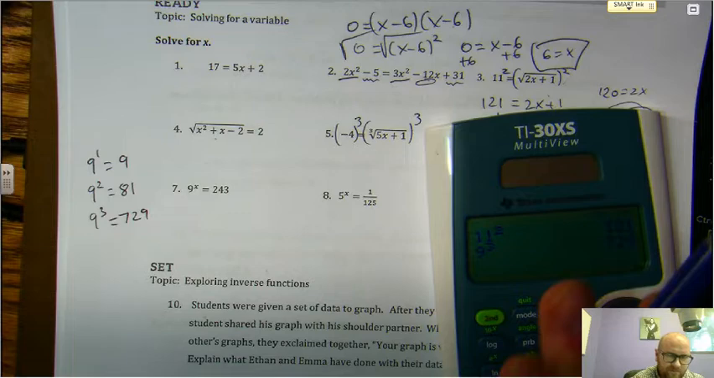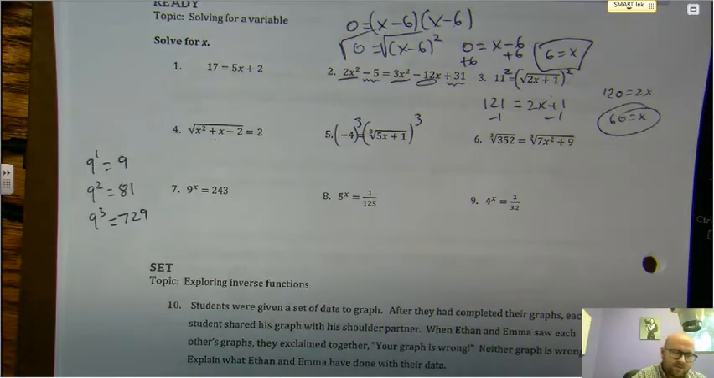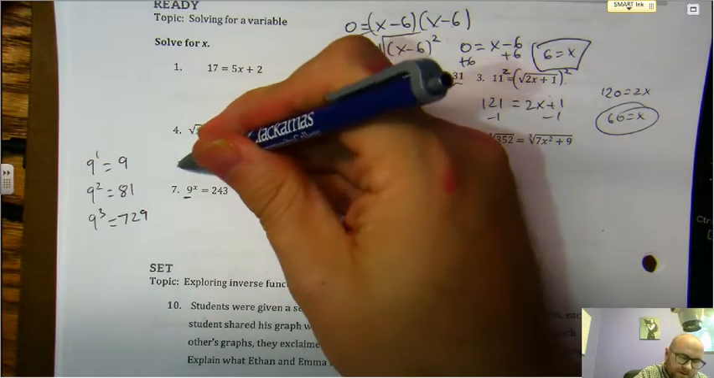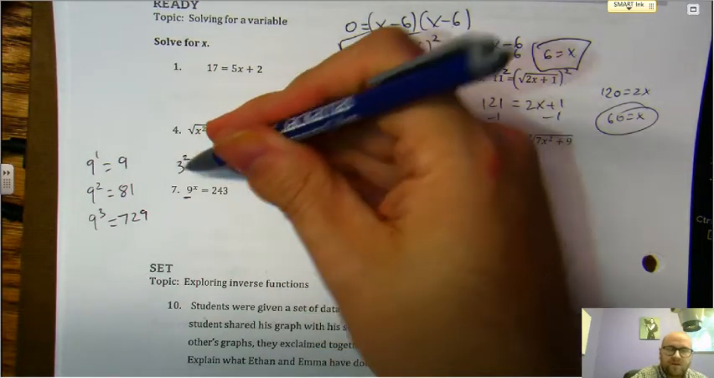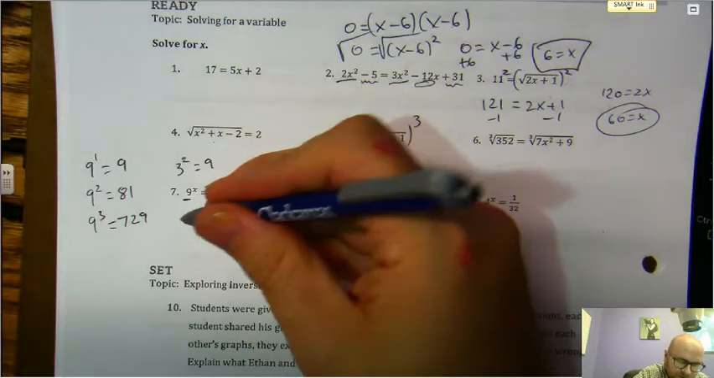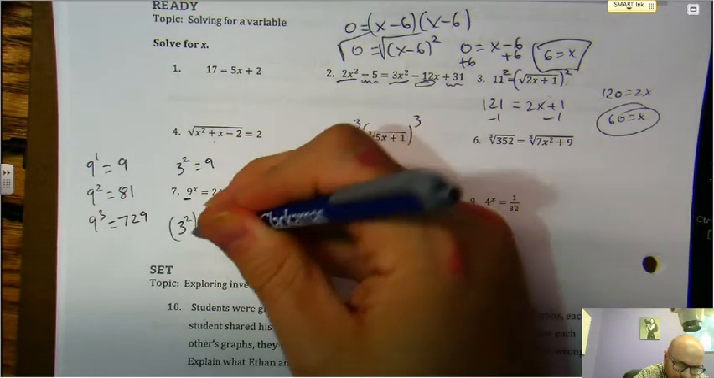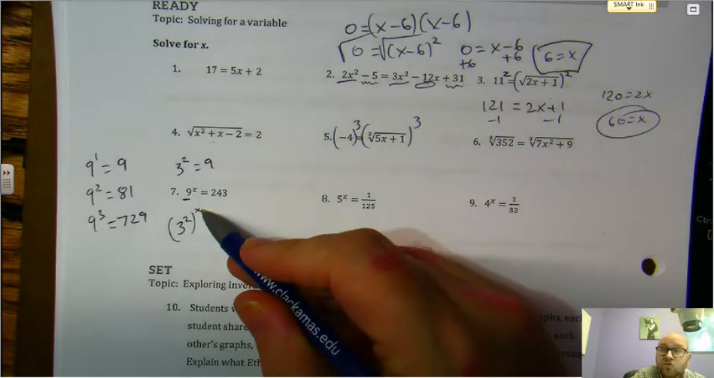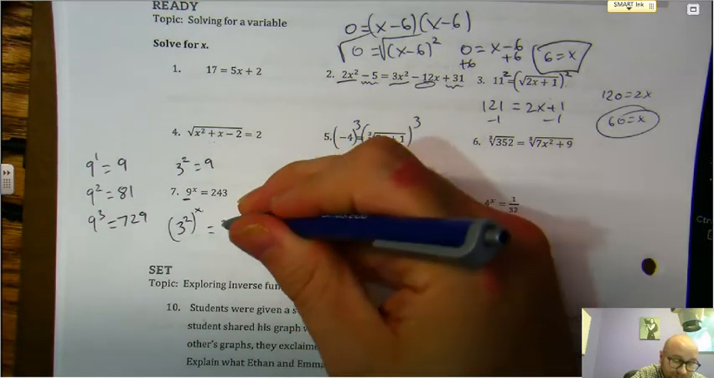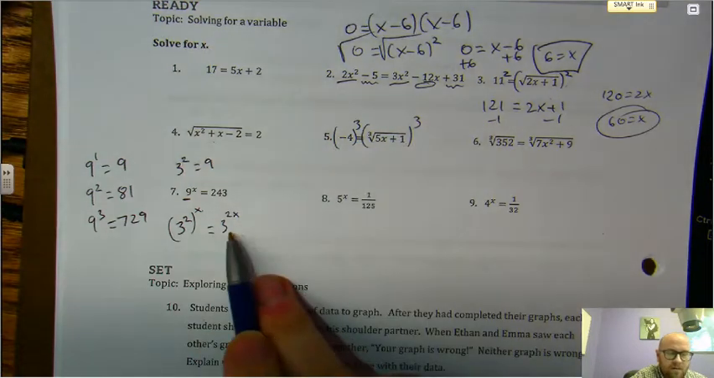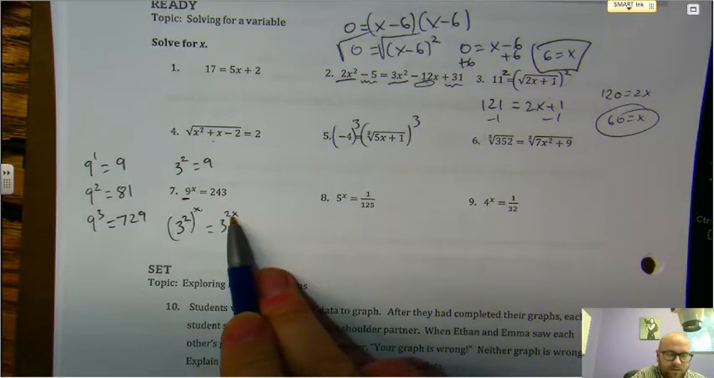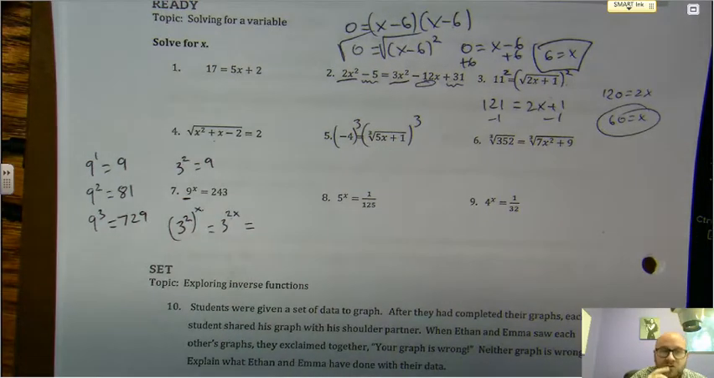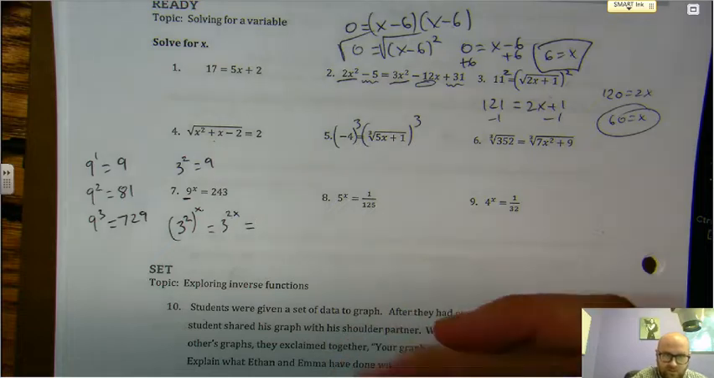What can we do to actually figure it out? Well, one of the things we can do is recognize that 9 itself can be written as a power, right? 3 squared is 9 because 3 times 3 is 9. So this is actually 3 squared to the x power. Now, when we have a power being raised to another power, that's the same as those powers being multiplied. So it becomes 3 to the 2x. So now 3 to the 2x is going to equal 243.